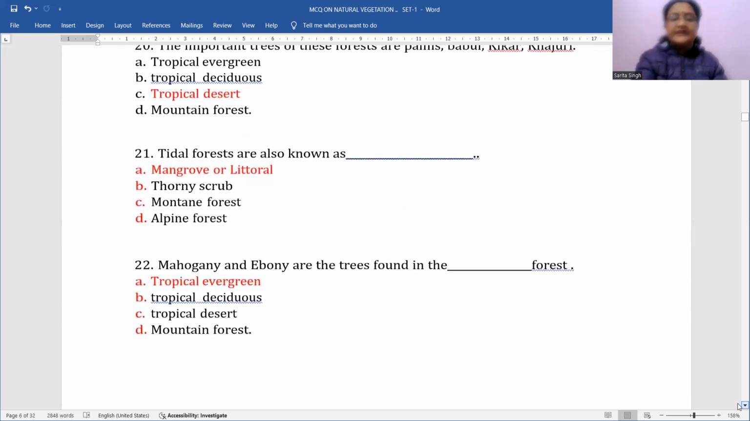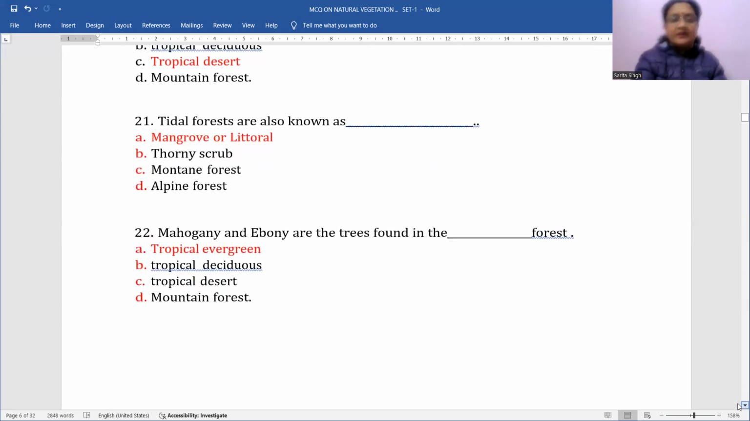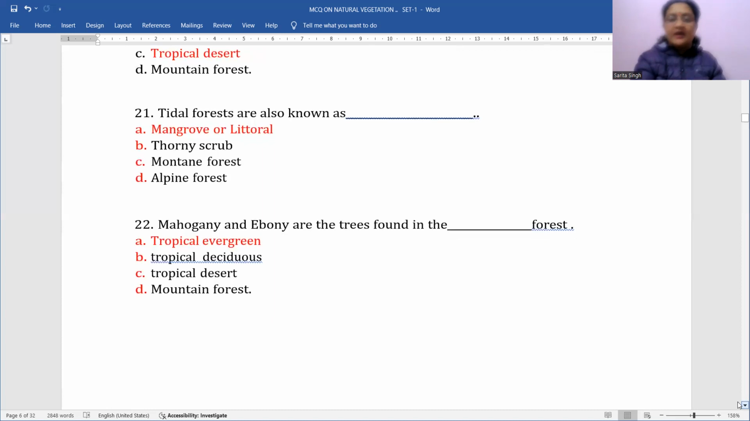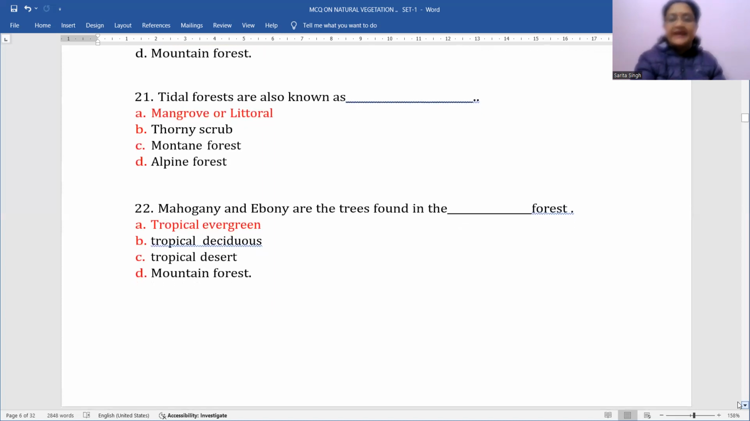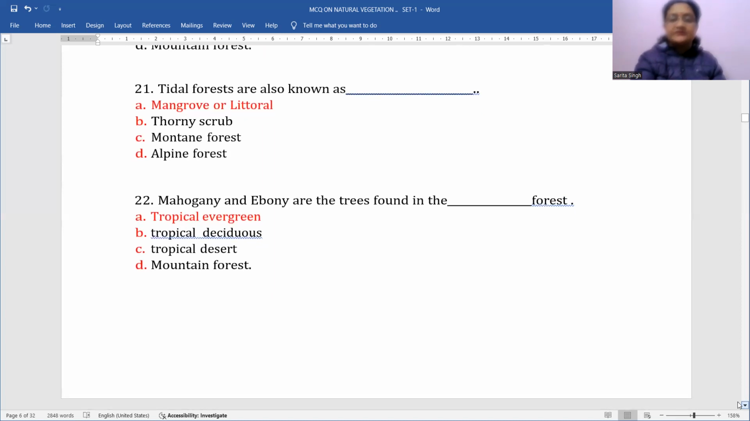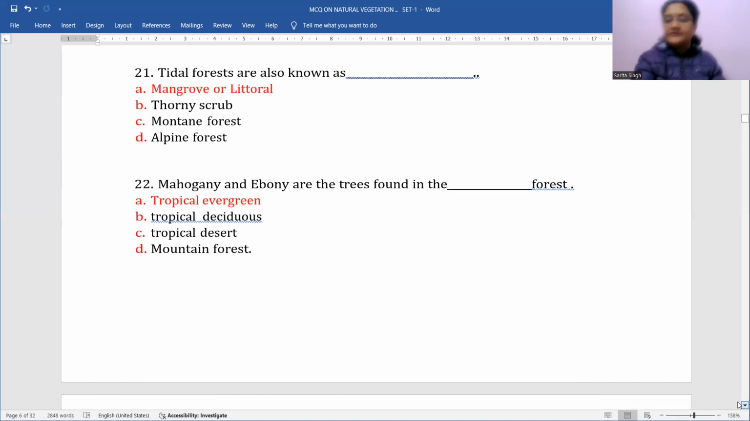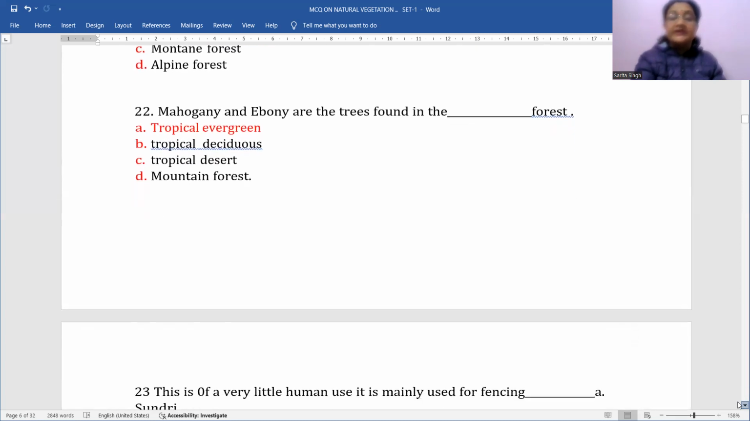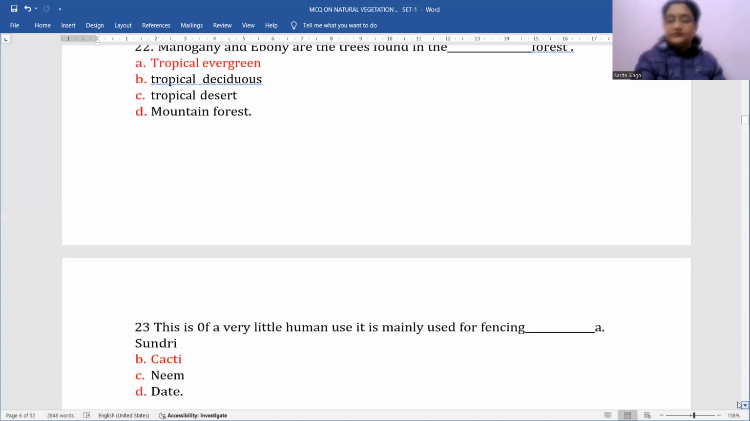Right? Next, tidal forests are also known as, is it mangrove or littoral, or thorny scrub, or mountain forest, or alpine forest? It has to be mangrove or littoral. Okay, this will be the correct answer. Next, mahogany and ebony are the trees found in the dash forest. This is actually tropical evergreen forest. Clear? Mahogany and ebony, right?